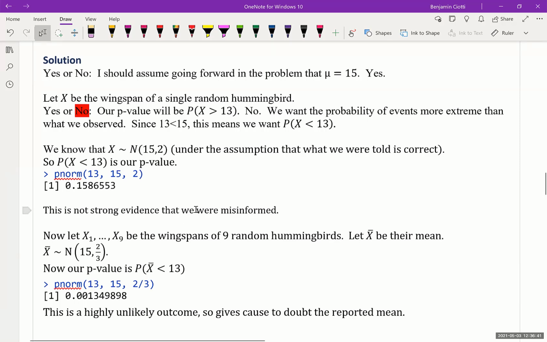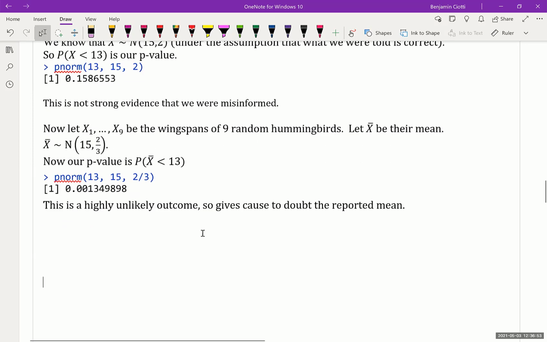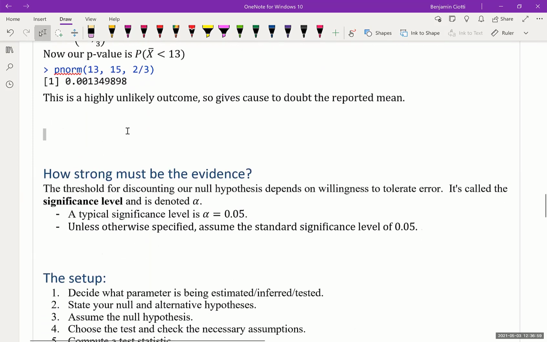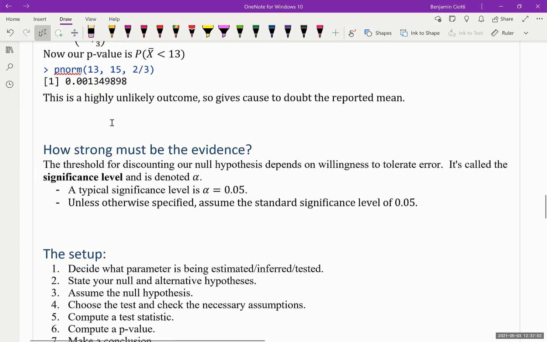Any questions on this example? Let me just ask one quick little question about the evidence. Andres was asking about how do we know whether we should discount what we've been told or not? The standard threshold is 5%. That's called the significance level, or alpha. Yes or no, folks?